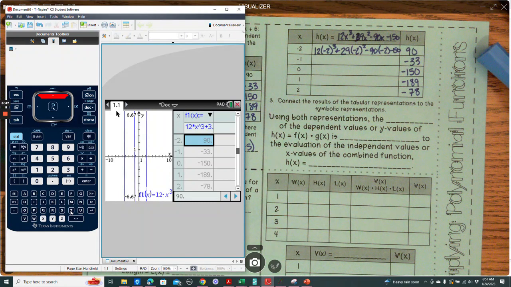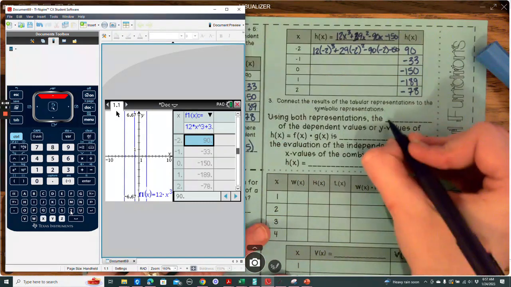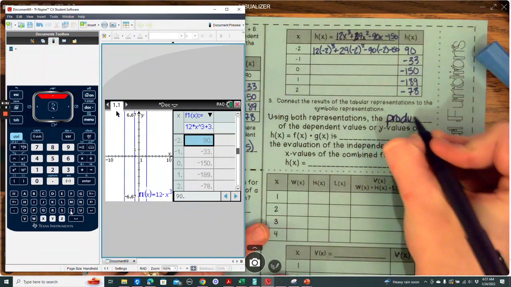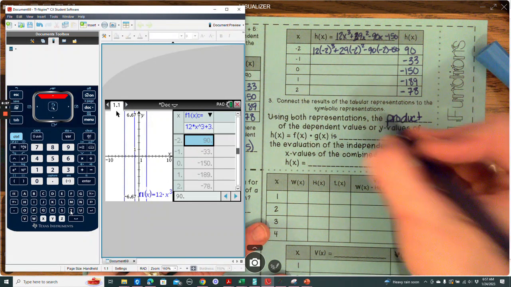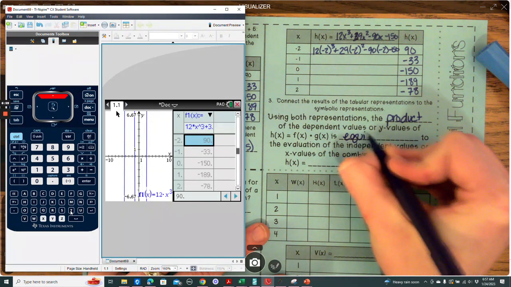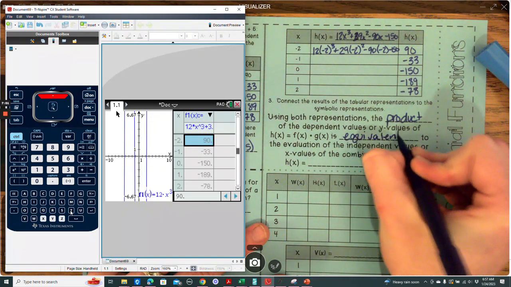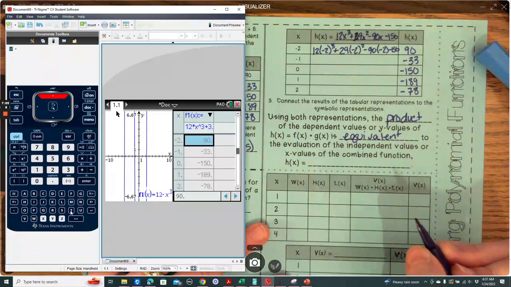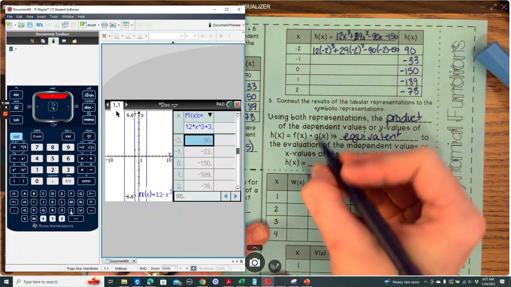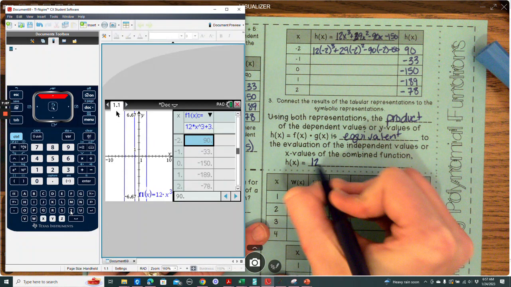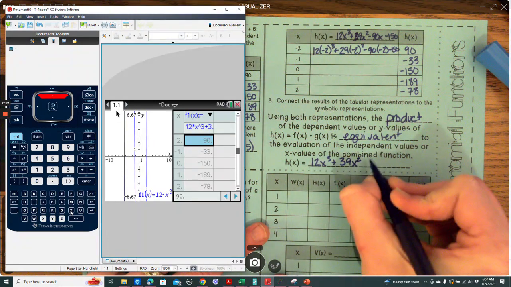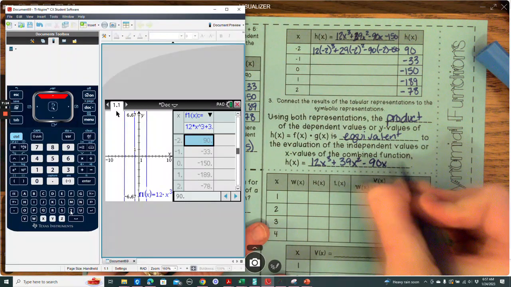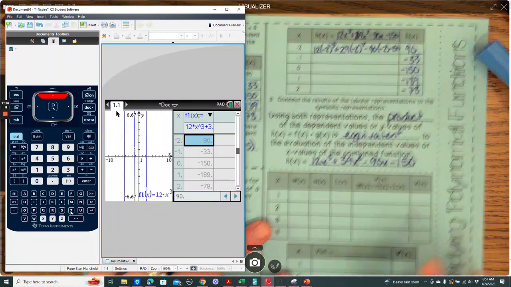So using both representations, the product of the dependent values, or y values, of h of x equals f of x times g of x is equivalent to the evaluation of the independent values, or x values, of the combined function h of x equals 12x cubed plus 39x squared minus 90x minus 150.